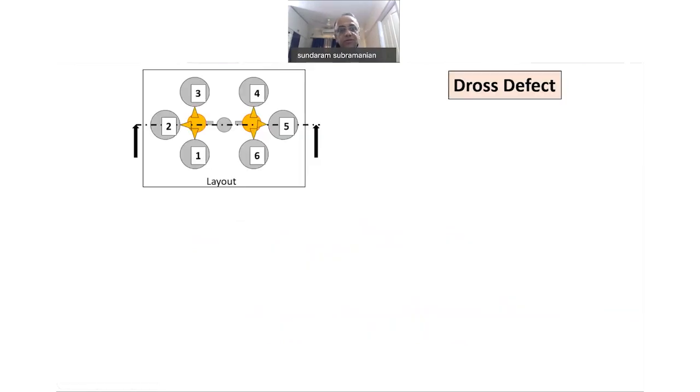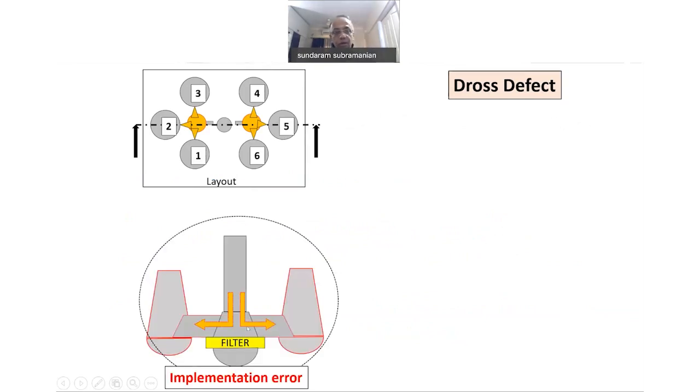Let's see. Now this is the layout here. There are 6 cavities and one single riser connecting 3 cavities, one single riser connecting 3 cavities. And then you take a section across this. When he did that cope to drag interchange, he made an error. The metal that is coming from the down sprue was not going through the filter. It was directly entering the riser. He forgot to change the piece of the runner and put it at the drag.